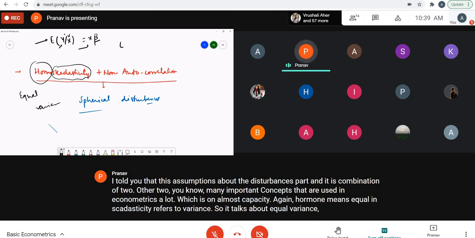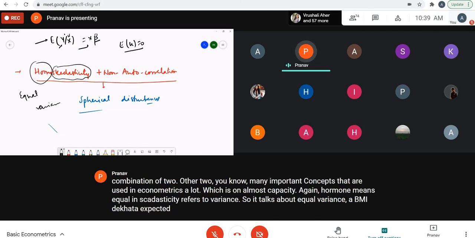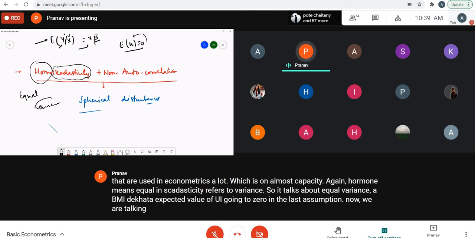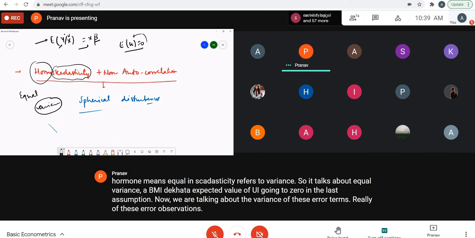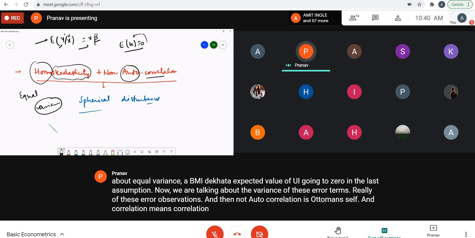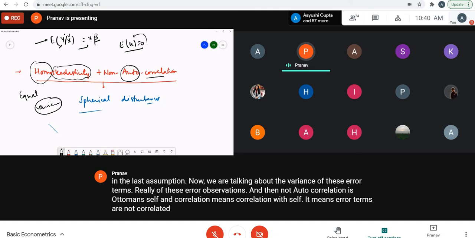We saw expected value of ui equal to 0 in the last assumption. Now we are talking about the variance of these error terms, the variability of these error observations. And non-autocorrelation: auto means self and correlation means correlation with self. It means error terms are not correlated with each other.